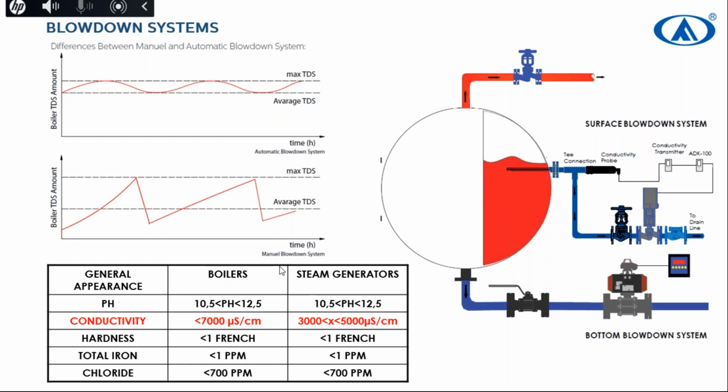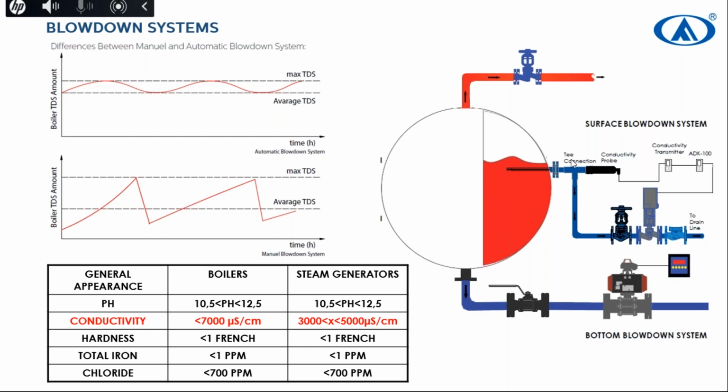And the boiler's conductivity must be less than 7,000 microsiemens per centimeter. And for steam generators, it should be between 3,000 to 5,000 microsiemens. And you can see from here the surface blowdown and bottom blowdown applications, because the TDS level of the surface and the TDS level of the bottom are different. We need to control both of them.